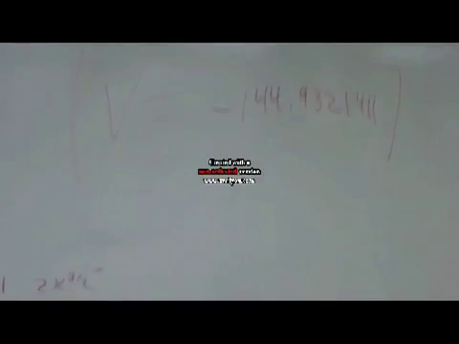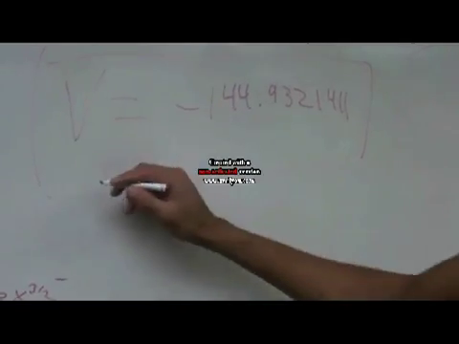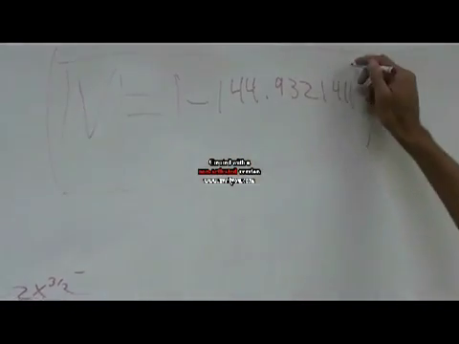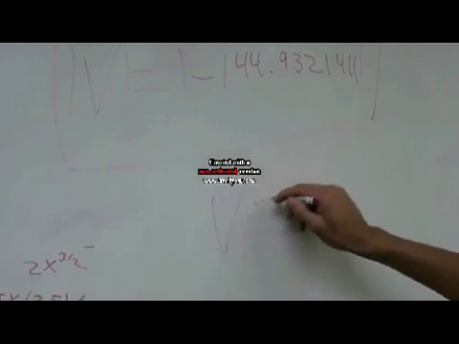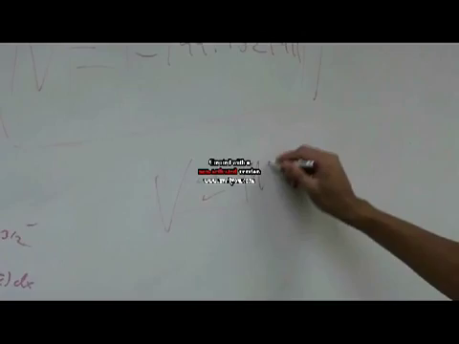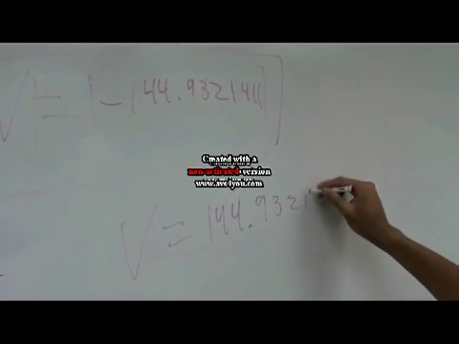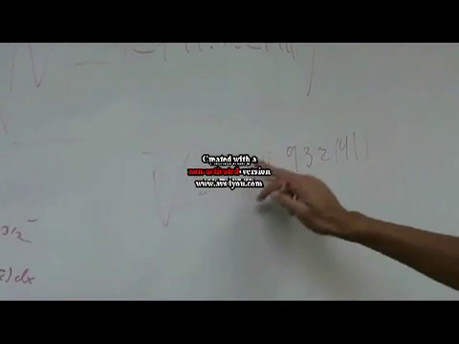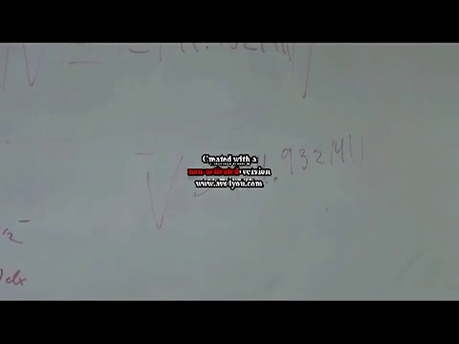Okay, so now our last step. Notice we got a negative number for this. You can have volume in negative terms, but for our purposes, we're just going to change this. So we're going to take the absolute value of this number. So our final answer is volume equals 144.9321411. This is our final answer. Alright? There we go. Done.